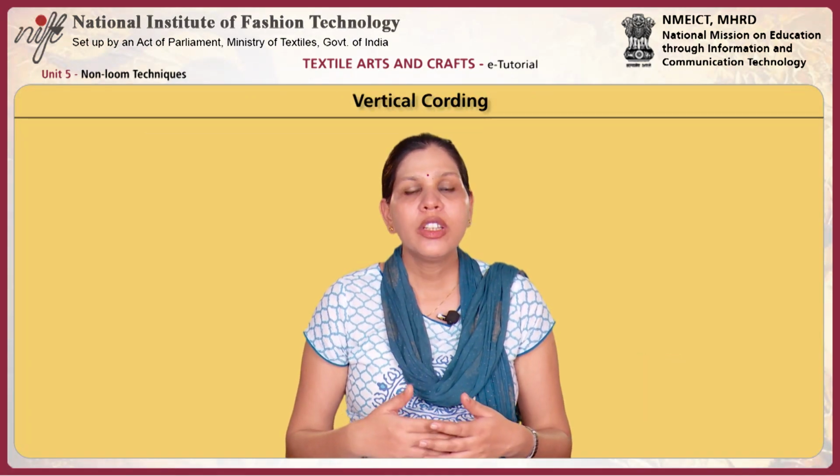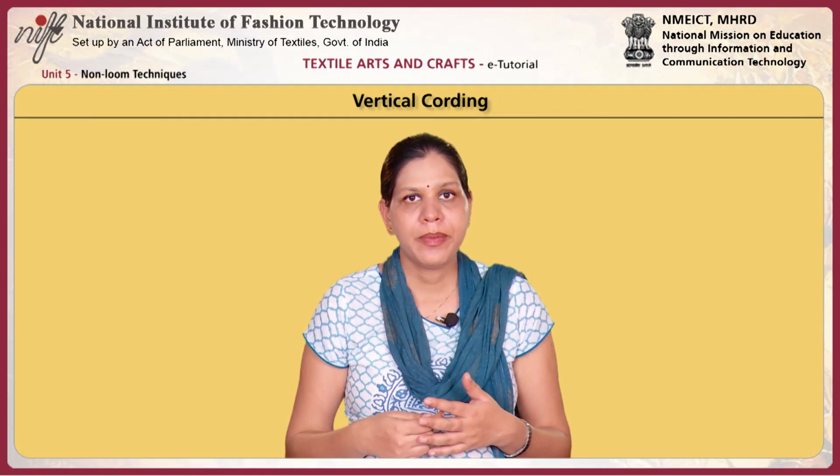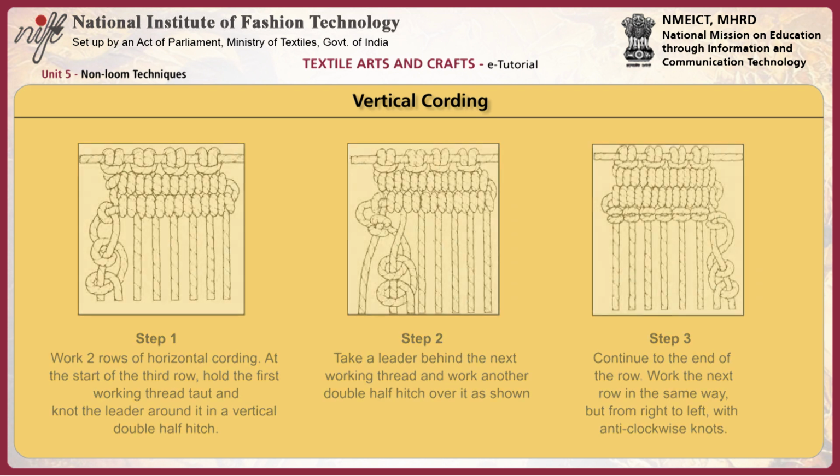In vertical cording, the working thread becomes the core and the leader works the half hitches. Work 2 rows of horizontal cording. At the start of the third row, hold the first working thread taut and knot the leader around it in a vertical double half hitch. Take the leader behind the next working thread and work another double half hitch over it as shown. Continue to the end of the row. Work the next row in the same way, but from right to left with an anti-clockwise knot.